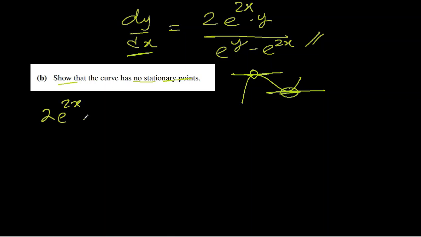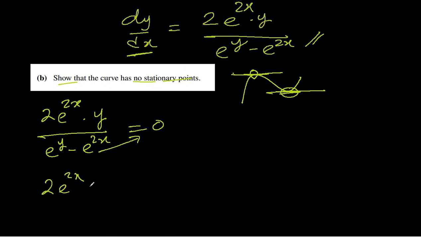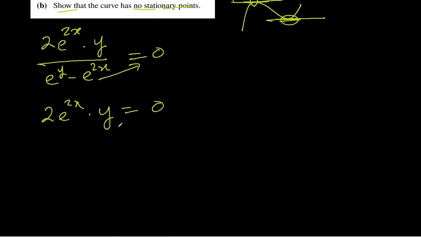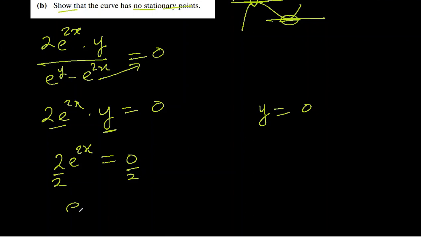So 2 e to the power 2x times y divided by e to the power y minus e to the power 2x equal to 0. The denominator, it goes and cross multiplies with 0 and vanishes. We are left with only 2 e to the power 2x times y equal to 0. There are two parts multiplying which are equal to 0. That means either 2 e to the power 2x is equal to 0 or y is equal to 0, right?